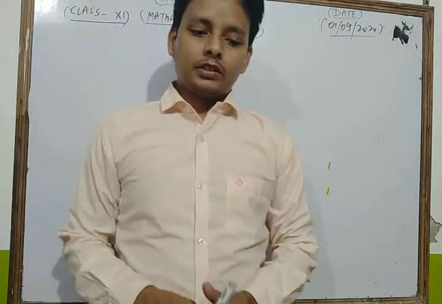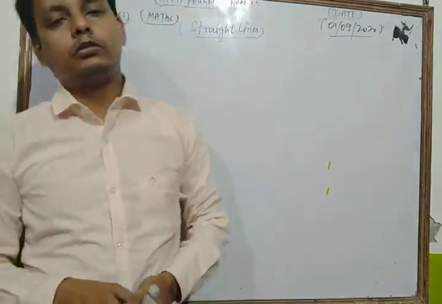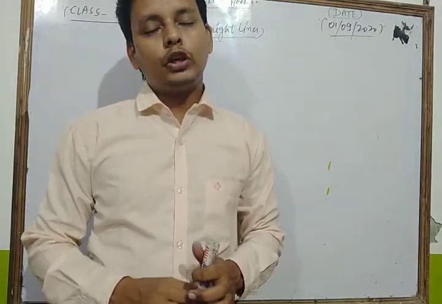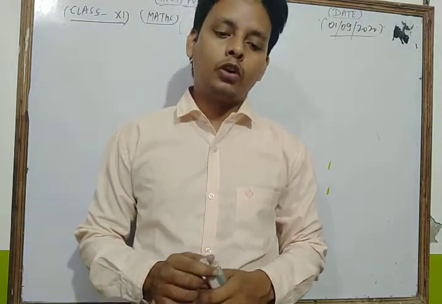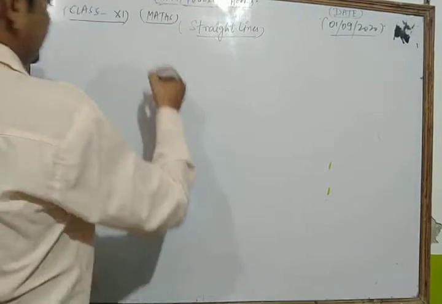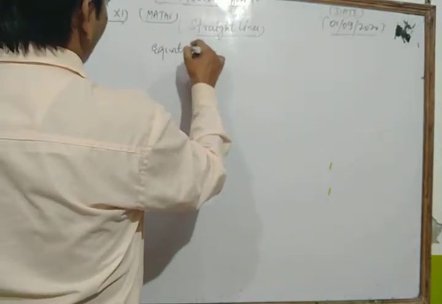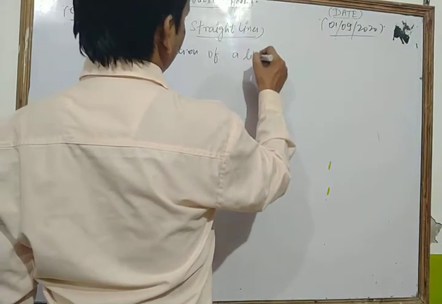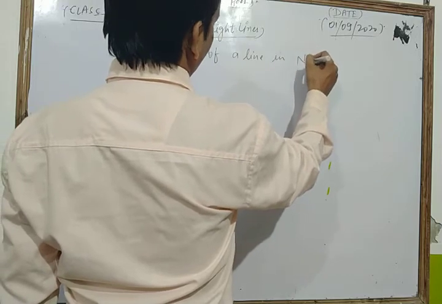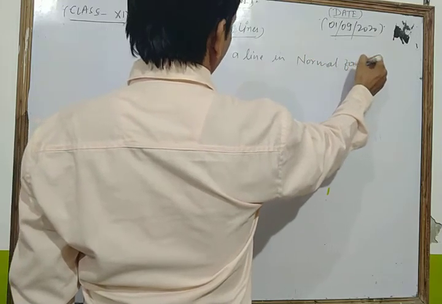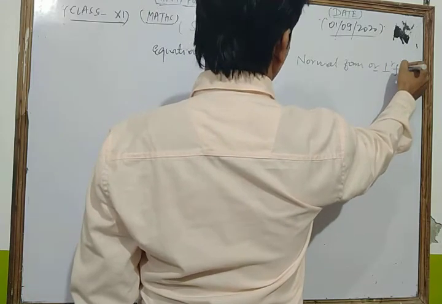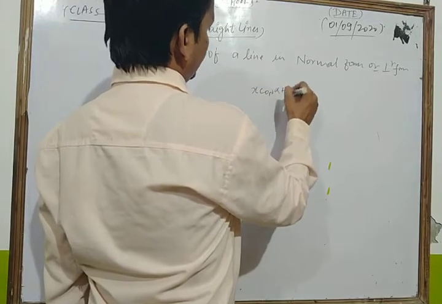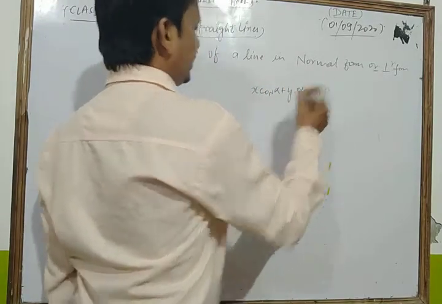Dear students, in the previous class we discussed the chapter straight line, and in that chapter we discussed the equation of a line in normal form, or you can say perpendicular form, which is x cos alpha plus y sin alpha is equal to p.